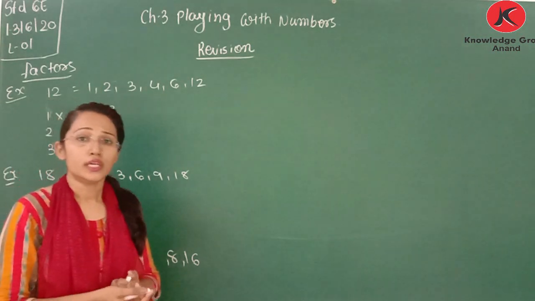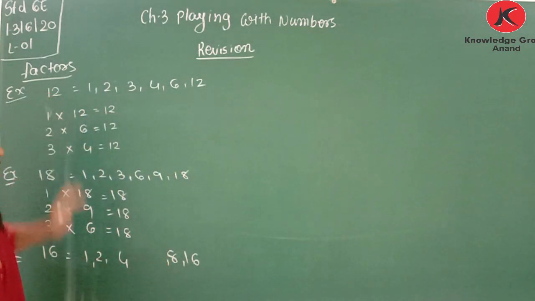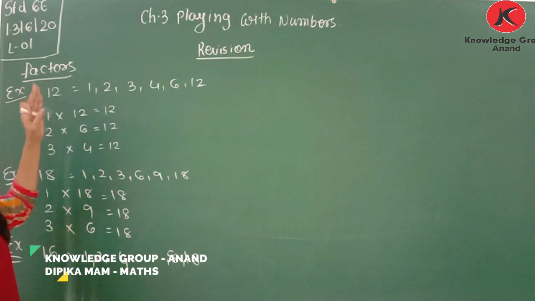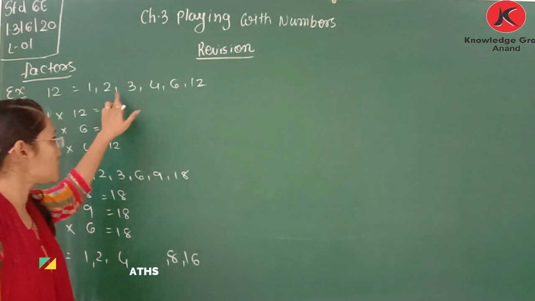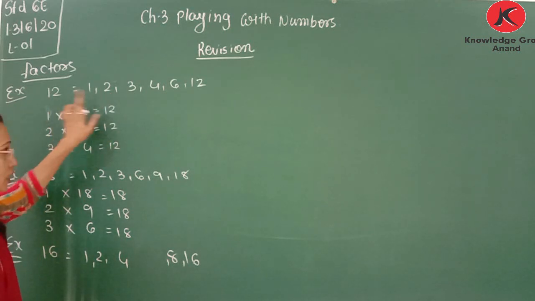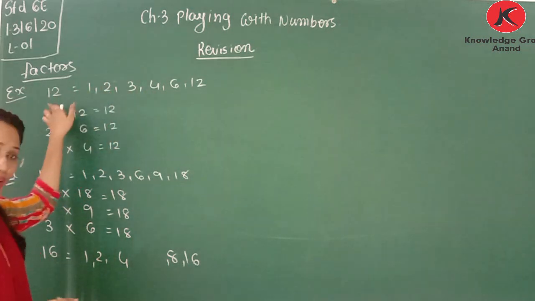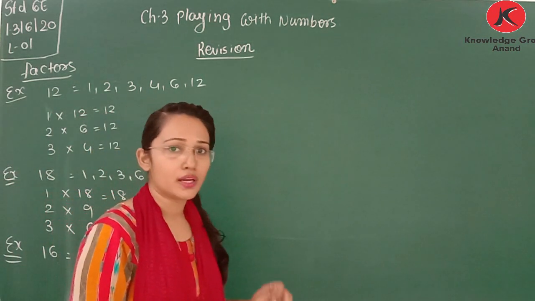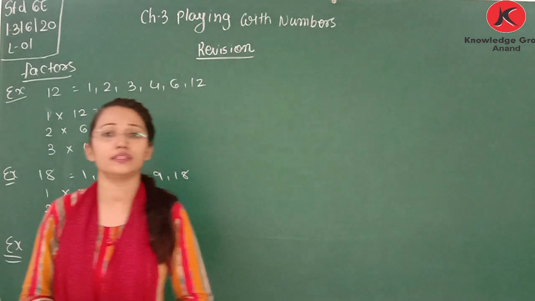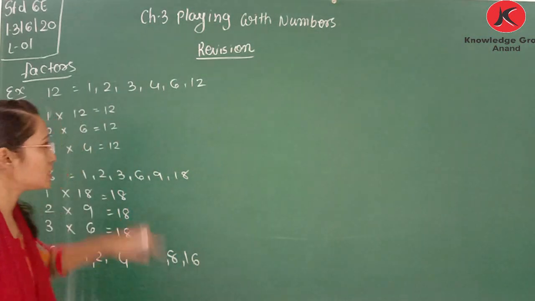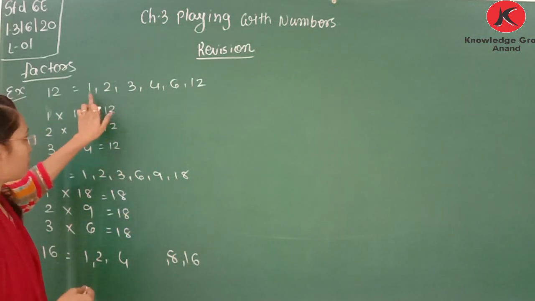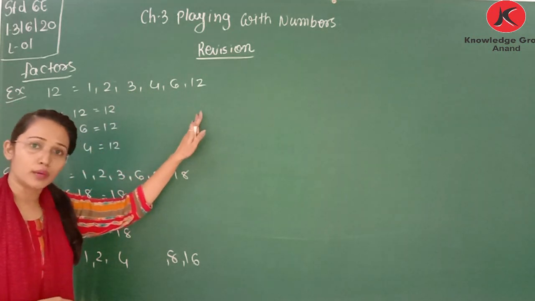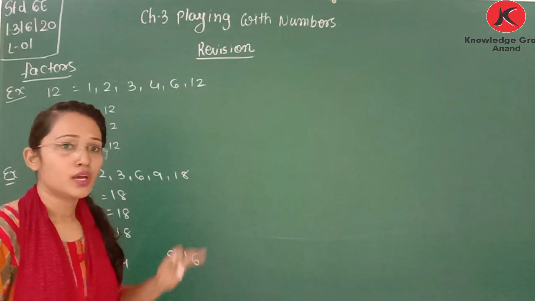Then we learned each factor divides the number exactly. If you find the factors of any number, each factor divides the number exactly. It means 2 divides 12, 3 divides 12, 4 divides 12, 6 divides 12. Means each factor divides the number exactly. Number of factors is finite. Finite means countable. How many factors are there? 1, 2, 3, 4, 5, 6. Means 12 has 6 factors. Countable. Number of factors is finite.